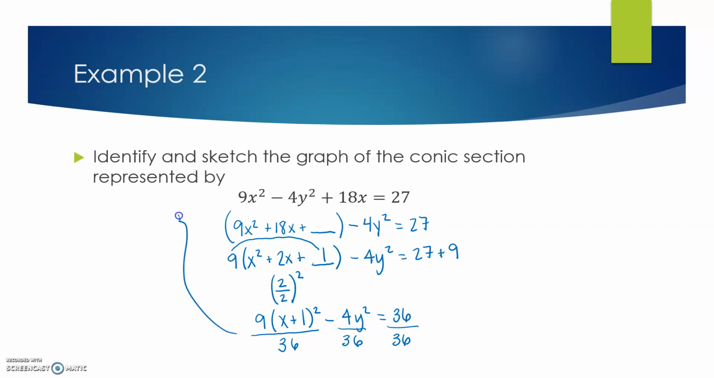And so that's going to give me x plus 1 squared over 4 minus y squared over 9 equals 1. Now, I can see clearly that I've got x and y, and then because there's a minus, it's going to be a hyperbola.